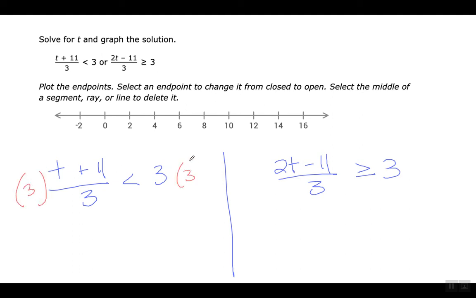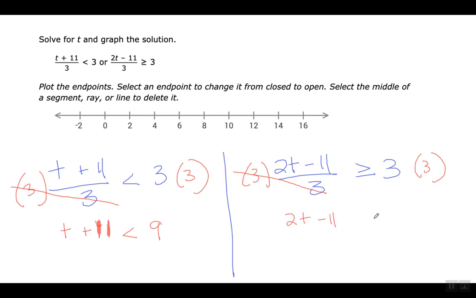So right here the 3's cancel out and I'll have t plus 11 less than 9. Alright, on this side, same thing. Divide both sides by 3. Okay, so I'll have 2t minus 11 greater than or equal to 9.